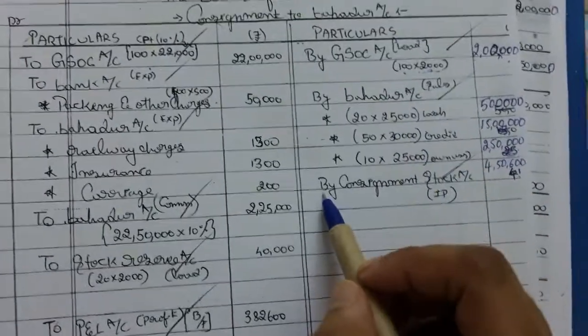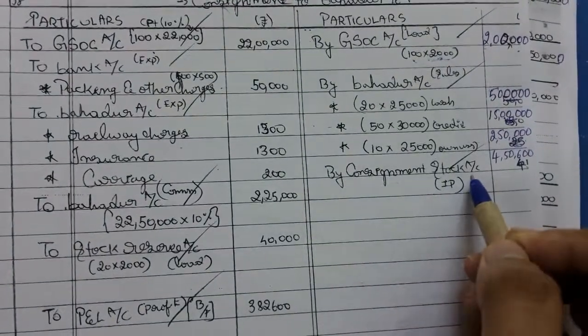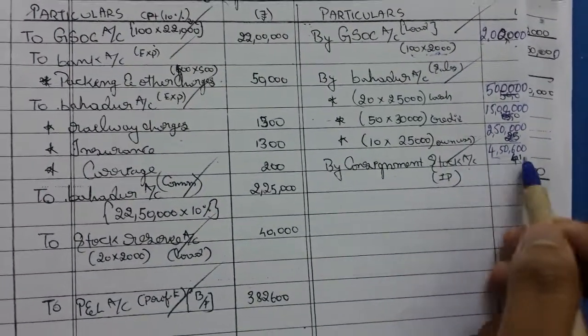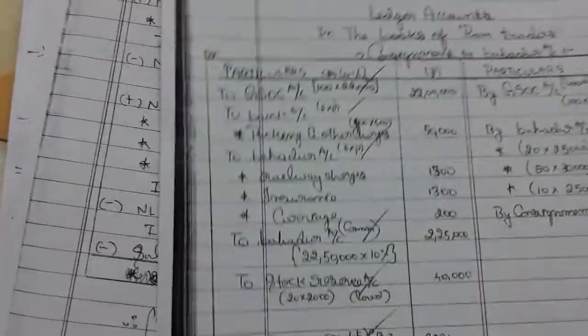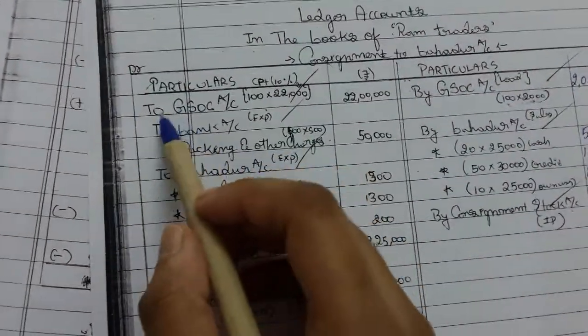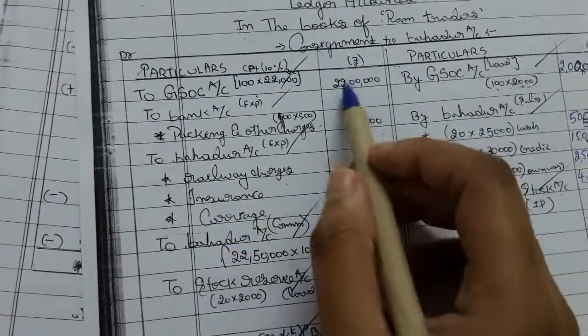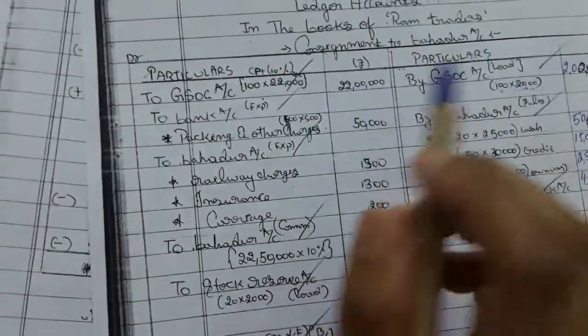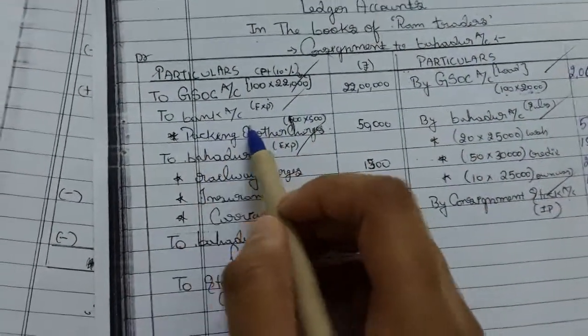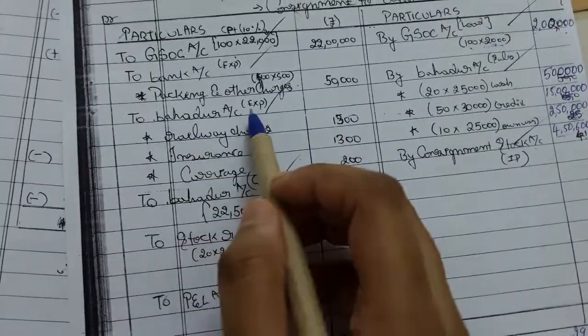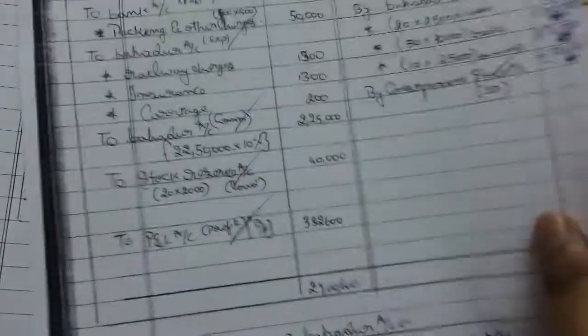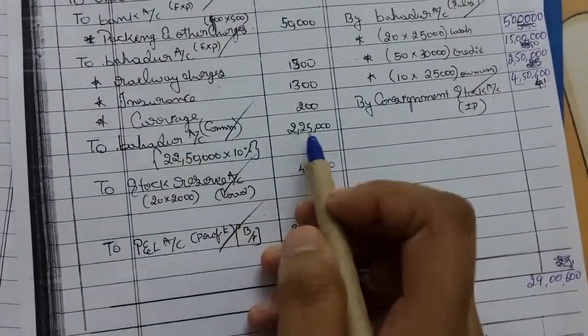Sales recorded, this is by consignment stock account, this is the closing stock you will be recording. We have calculated the closing stock. So this much is the credit side. Now coming to the debit side, to consignment stock account, what we have sent at invoice price, we will be recording that. Next is bank account, expenses of consignor. Next is expenses of consignee, to Bahadur's account, expenses of commission of consignee.